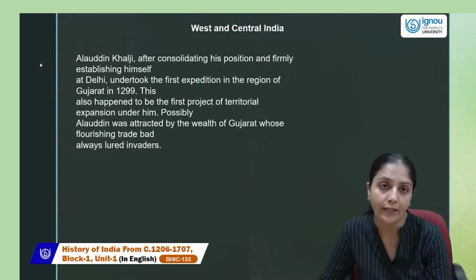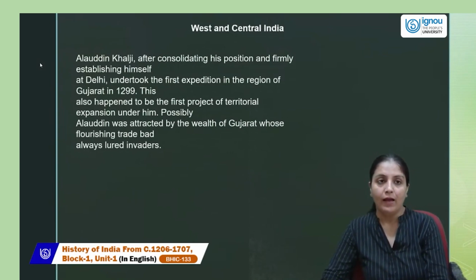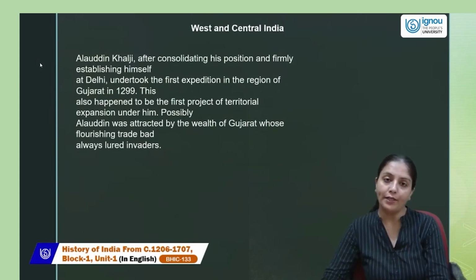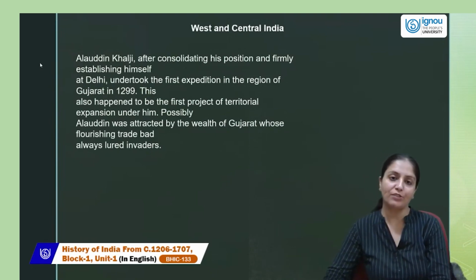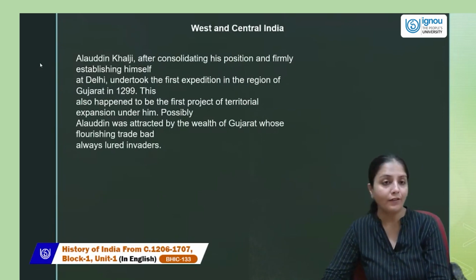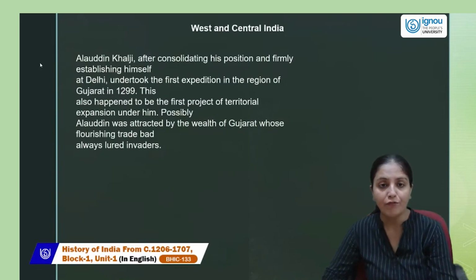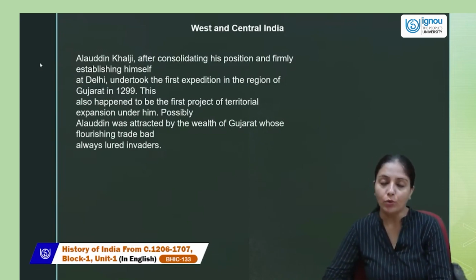And how he extended himself to west and central India. Alauddin Khilji, after consolidating his position and firmly establishing himself at Delhi, undertook the first expedition in the reign of Gujarat in 1299. This also happened to be the first project of territorial expansion under him.